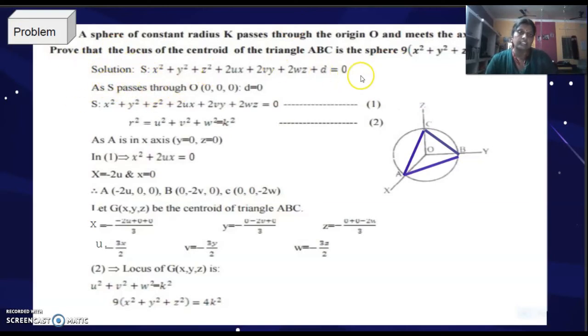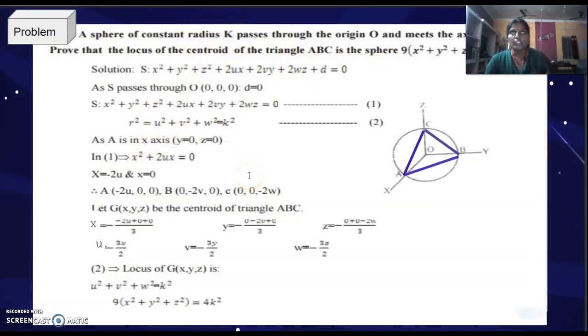First, we take the sphere equation as the general equation of a sphere. The given condition is a sphere of constant radius k. So the radius of the sphere is k, and it passes through the origin. Apply the condition for the origin: substitute x, y, z equal to 0 in this equation, and we get d equal to 0. And the radius value is k.